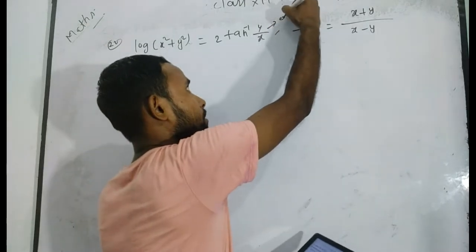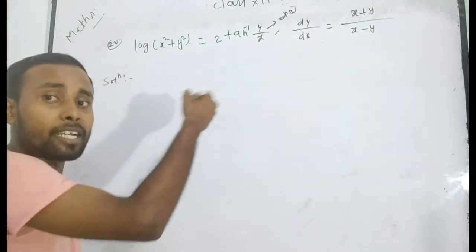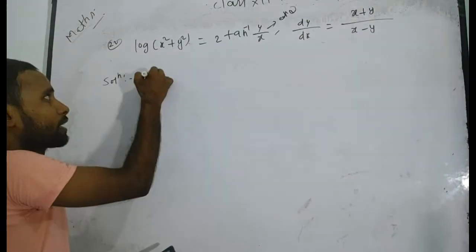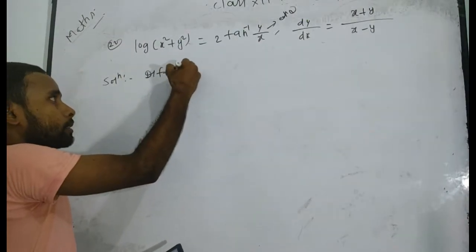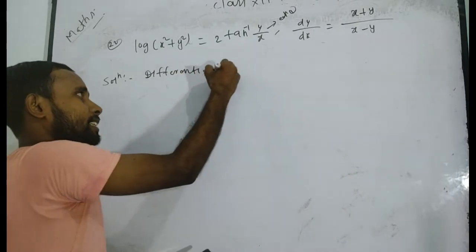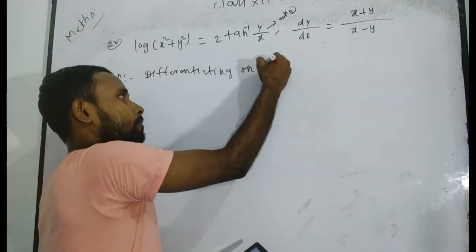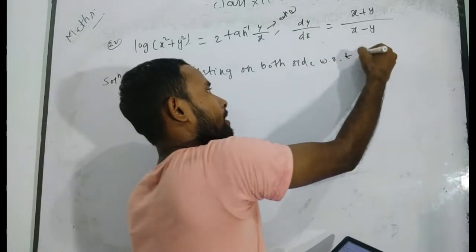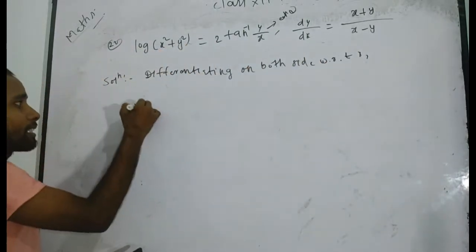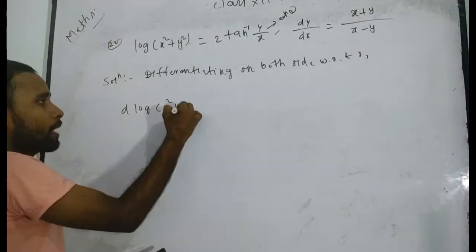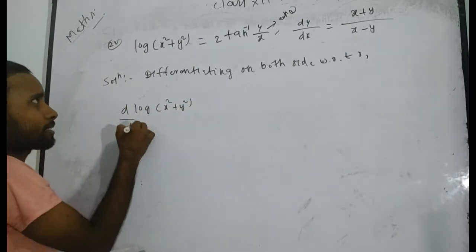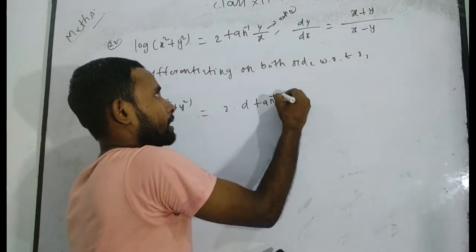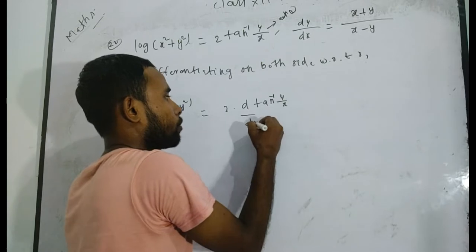Suppose that this is equation first, and write here: differentiating on both sides with respect to x. Then you will get the derivative of log(x square plus y square) with respect to x is equal to 2 times the derivative of tan inverse (y by x) with respect to x.